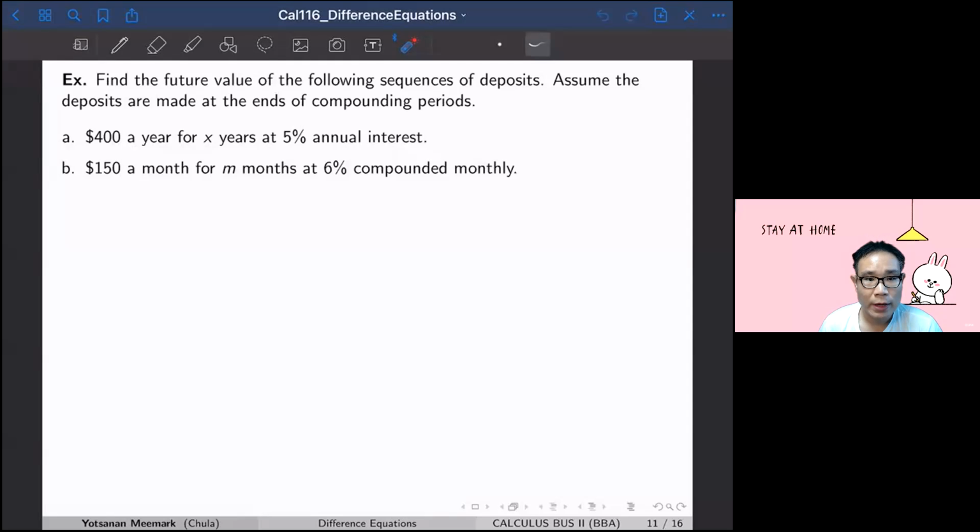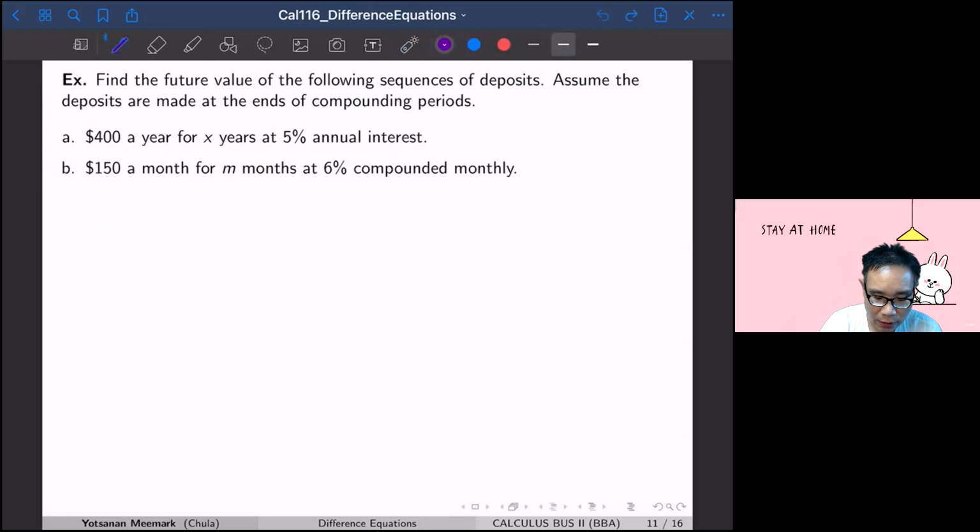So the future value: we'd like to find the future value of the following sequence of deposits. We assume that the deposits are made at the end of each compounding period. Okay, so we have $400 a year at 5% annual interest, and you'd like to deposit this for X years. So the amount of money at the initial period is going to be zero.